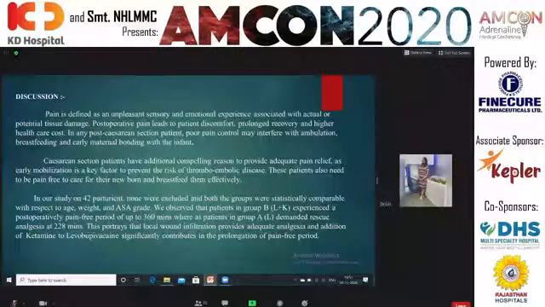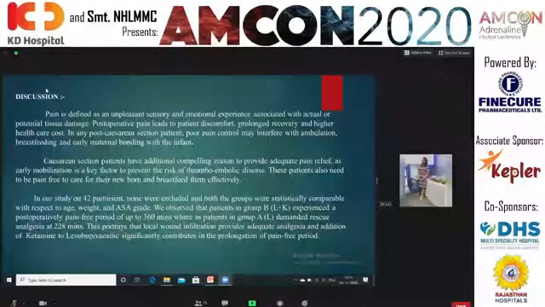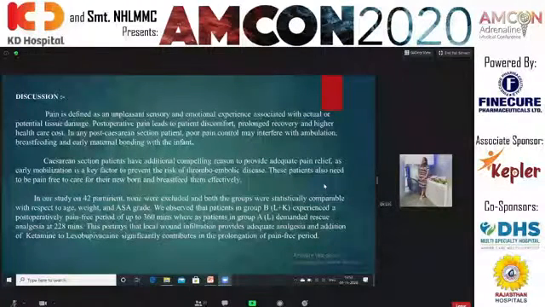Discussion. Pain is defined as an unpleasant sensory and emotional experience associated with actual or potential tissue damage. Post-operative pain leads to discomfort, prolonged recovery, and higher health cost. In the post-operative period, poor pain control may interfere with ambulation, breastfeeding, and early maternal bonding with the infant. In our study, we observed that in group B, that is levobupivacaine plus ketamine, patients experienced a post-operative pain-free period of 360 minutes, whereas in group A, levobupivacaine alone, patients experienced a pain-free period of 228 minutes.